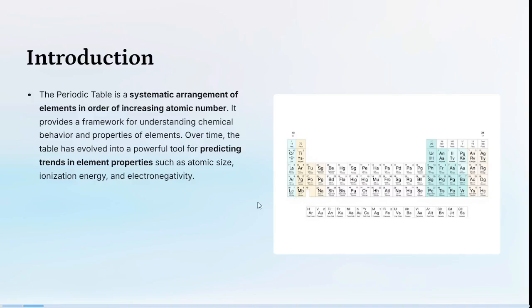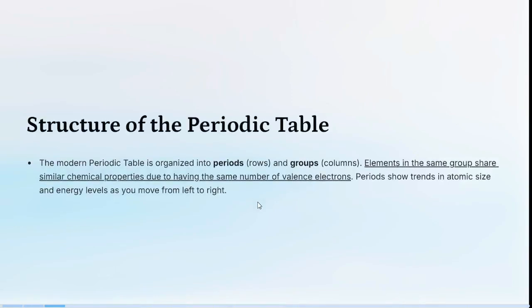Over time, the table has evolved into a powerful tool for predicting trends in element properties such as the atomic size, the ionization energy, and also the electronegativity. Let's see the structure of the periodic table, what it actually looks like.